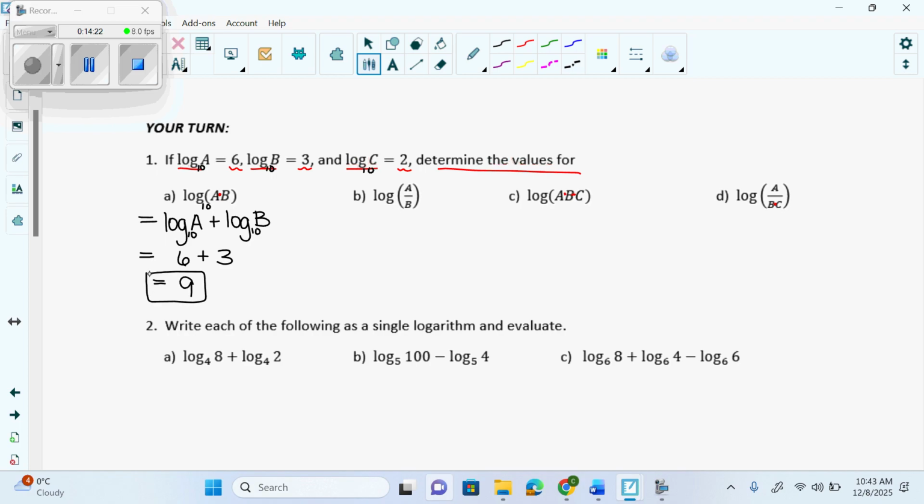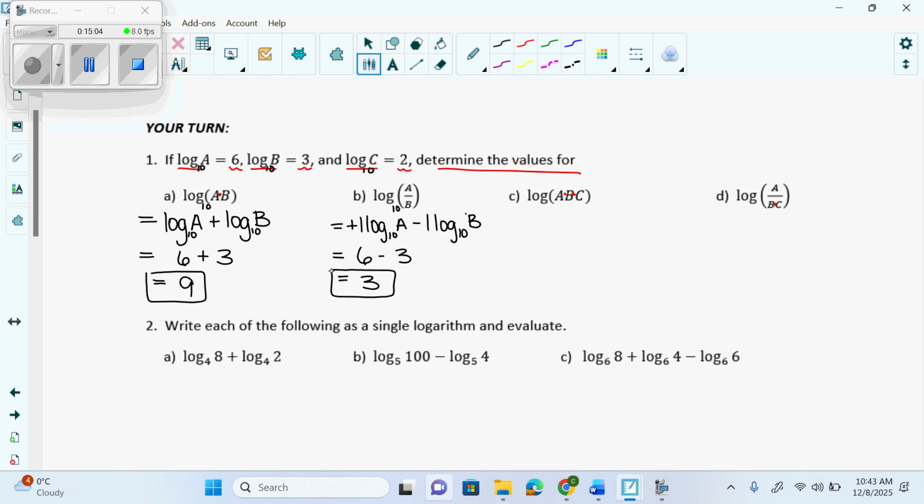What happens when I have a division? I have something in the numerator and something in the denominator. The thing in the numerator is going to get a plus 1 in front. The thing in the denominator is going to get a minus 1 in front. So this is going to turn to plus 1 log base 10 of A, if I wanted to put the base 10. And then because B is in the denominator, I'm going to get minus 1 log base 10 of B. So I'm going to end up with log base 10 of A, which is 6, minus log base 10 of B, which is 3, and now I end up with the answer of 3.